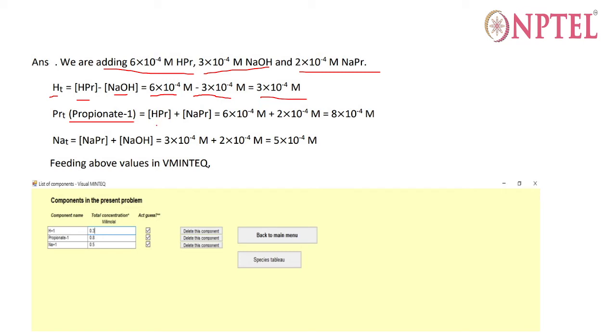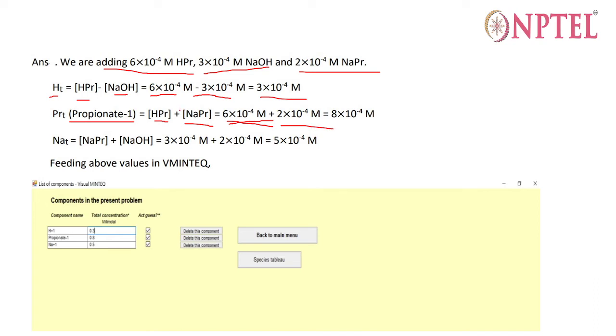It can come from two sources, right? First is propionic acid, then NaPr. So for one propionic acid, I'm getting one propionate. So no need to multiply it with anything, it's multiplied with 1. So I'm getting 6 into 10 to the power minus 4.